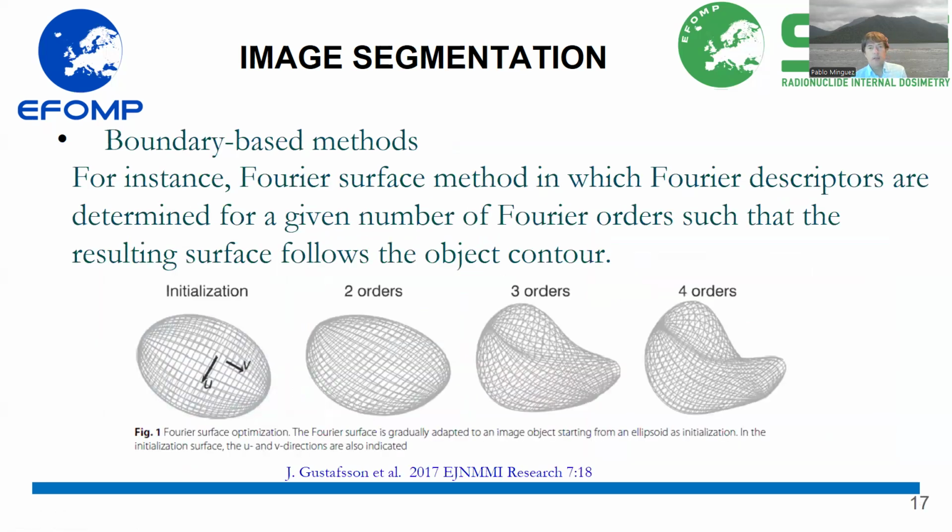We go now for more complicated methods, which are the boundary-based methods. In this case, we could use the Fourier surface method, in which Fourier descriptors are determined for a given number of Fourier orders, such that the resulting surface follows the object contour. In this case, we need quite solid mathematical knowledge to perform these methods.